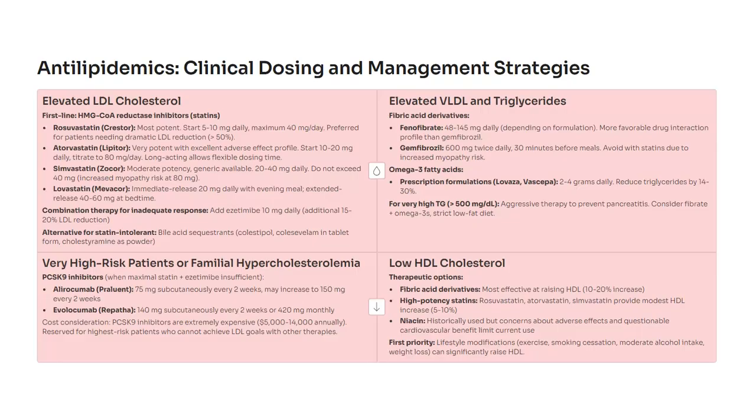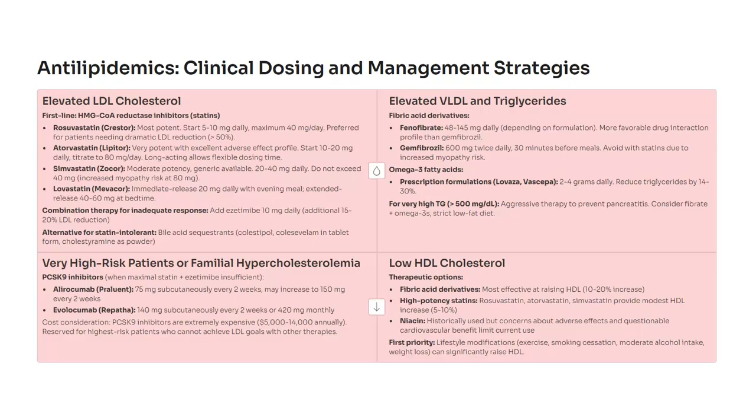For elevated VLDL and triglycerides, we use the fibric acid derivatives like fenofibrate and gemfibrozil. Gemfibrozil is 600 milligrams twice a day. You take that 30 minutes before a meal. Avoid with statins due to the increased myopathy risk. Omega-3 fatty acids, there is Lovaza. That's about 2 to 4 grams daily. That reduces triglycerides anywhere from 14 to 30%.